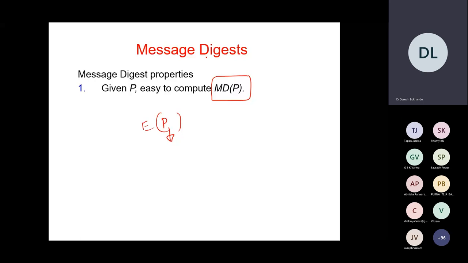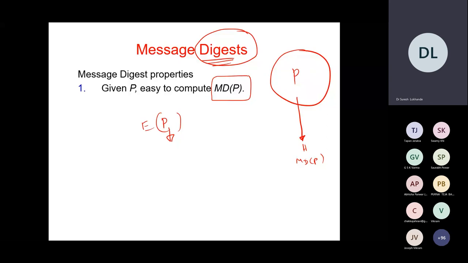We are calling some sort of algorithms, like Message Digest 5 and Secure Hash Algorithm. Based on the bigger message, one small entity, one number, has to be generated. That we call a hash function, H, or we can call it MD of P. And why has the word digestion come into the picture?